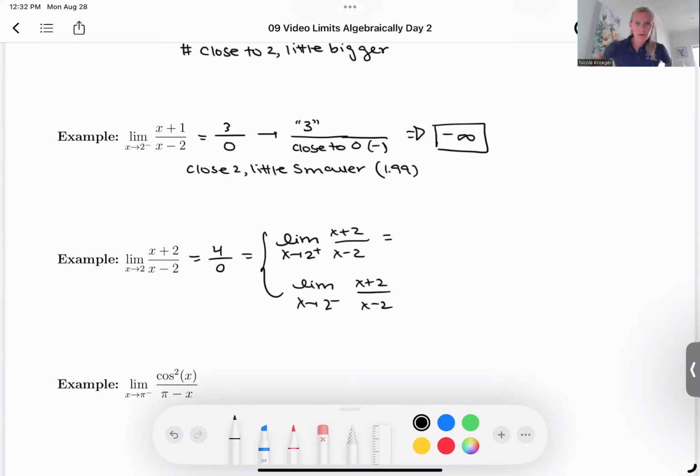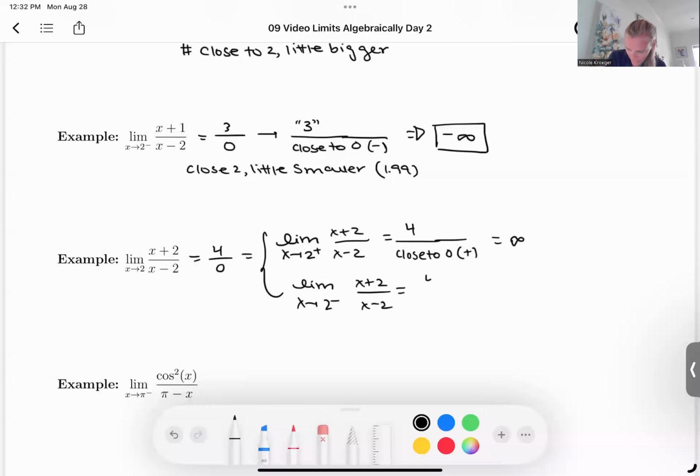So if I plug in a number a little bit bigger than 2, I'm still going to get 4 in the numerator, and my denominator is still going to be close to 0. A number a little bit bigger than 2 minus 2 will give me something positive. So I get positive over positive, which will give me infinity out here. And that's because the denominator is close to 0.